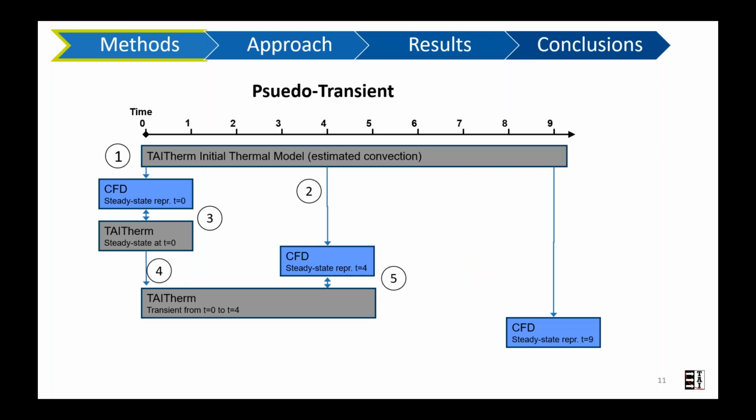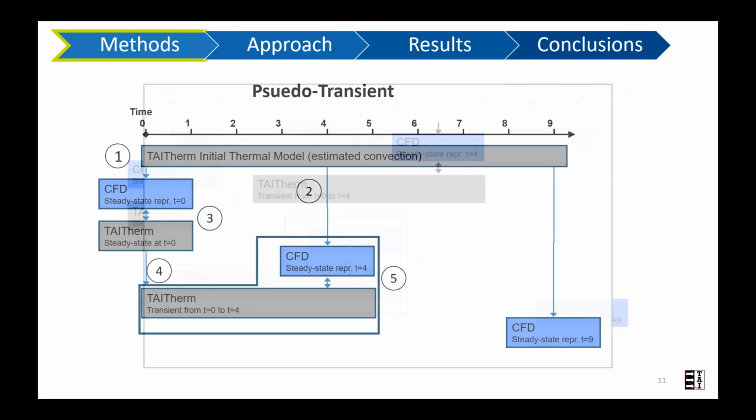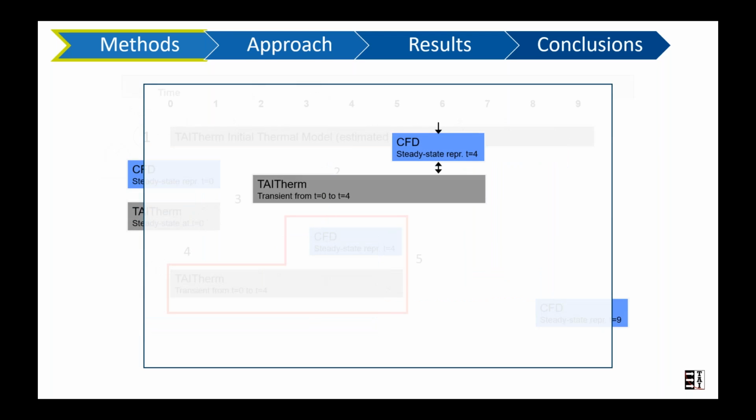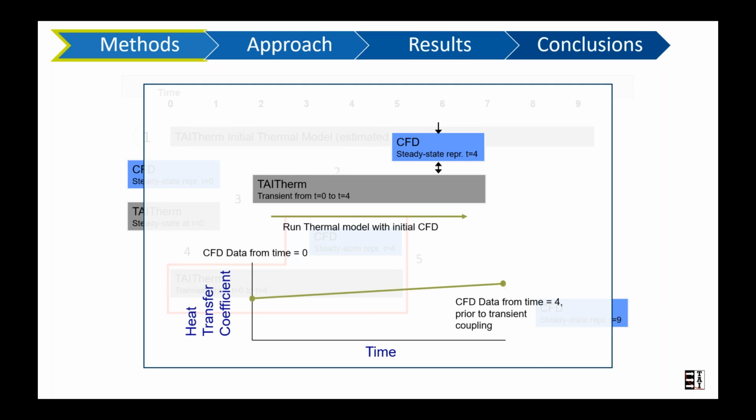The next is pseudo-transient coupling. This process also couples a structure to steady flow. So let's take a detailed look at one of these coupling steps. First, the thermal simulation is run with the initial CFD data. Wall temperatures are then sent to the fluid domain. The fluid model is run, and this computes new HTC and fluid temperatures, which are then passed back to the thermal model.